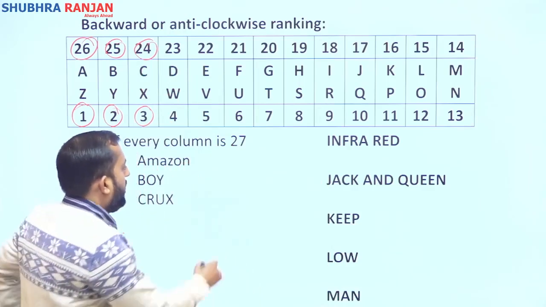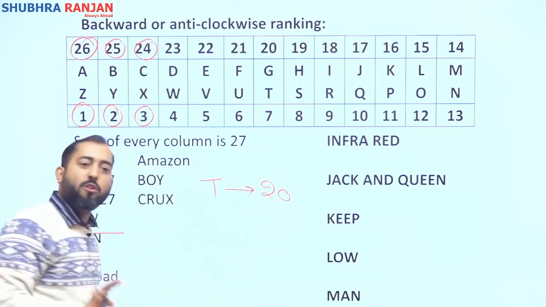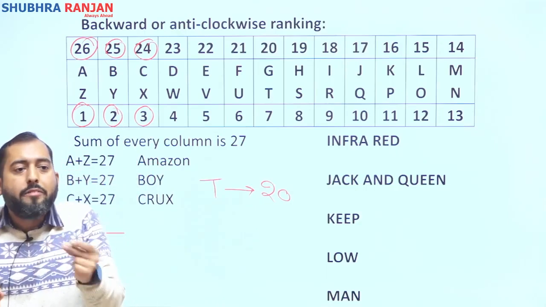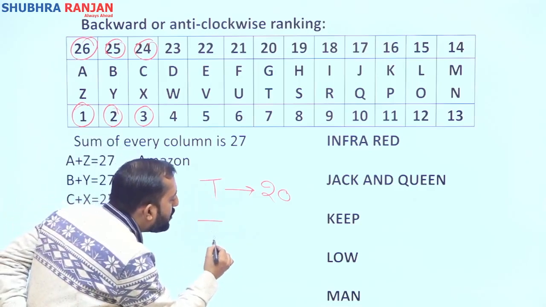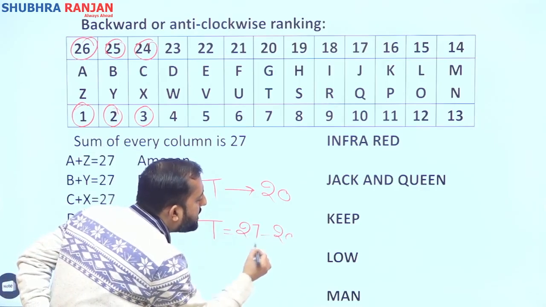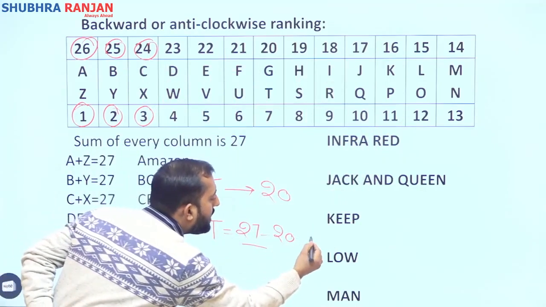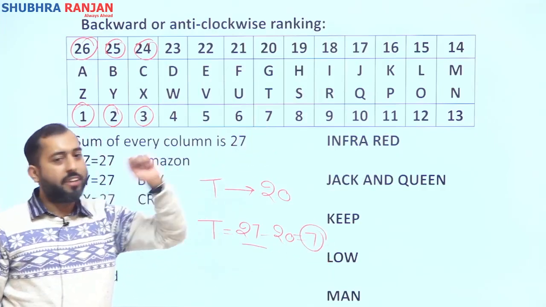Now, you know the forward wise position of T was 20. We remember this. Now, how to find out in a fraction of a second its backward wise position? For its backward wise position, what you can do, just subtract 20 from 27, because the sum is 27. Just subtract it, you will get the backward wise position of T, 7.